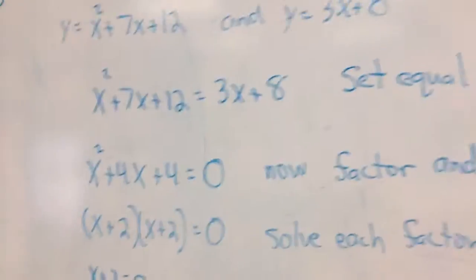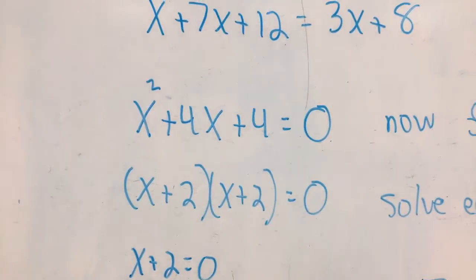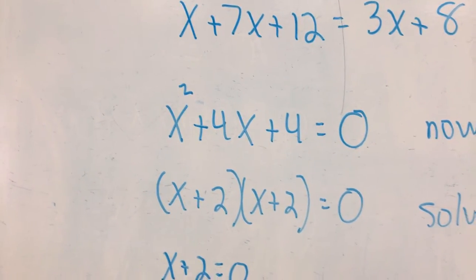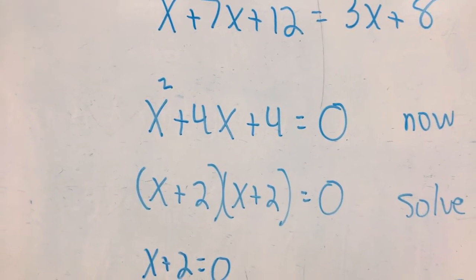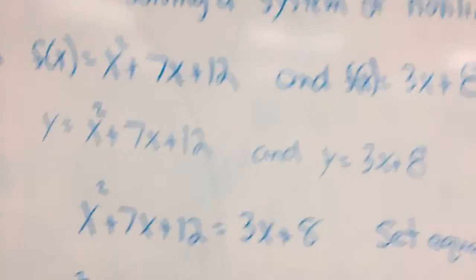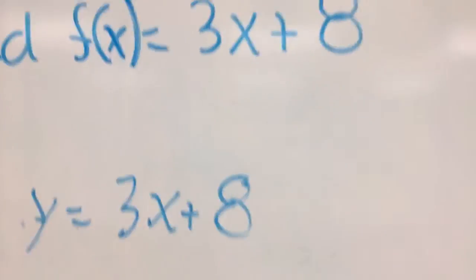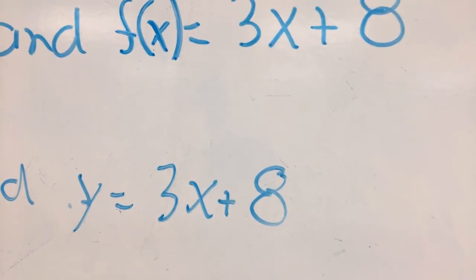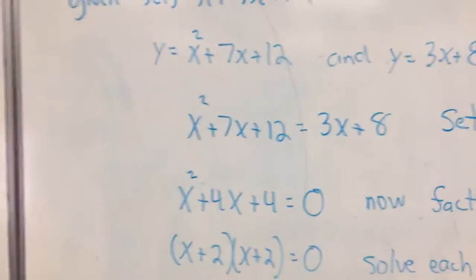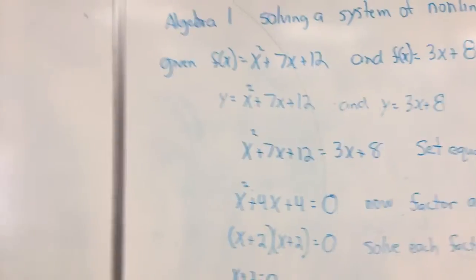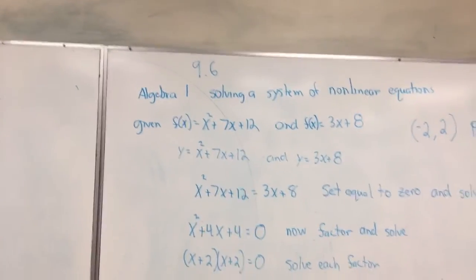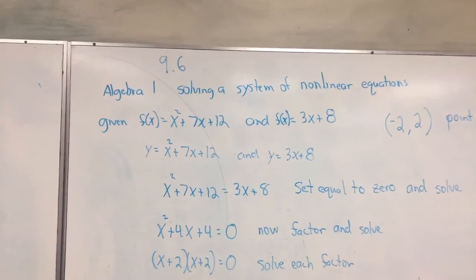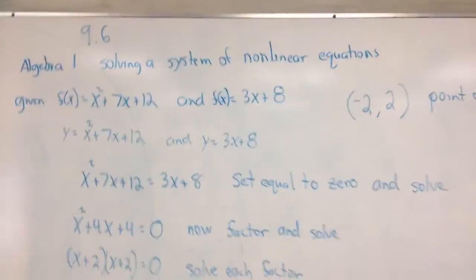Now, had you gotten 2 different factors here, you'd have got 2 different values of x, and you'd have plugged each of those values of x into, I would do this one, it's a whole lot easier, and I would have found 2 points of intersection, okay? All right, so that's a brief 9.6 rundown. You will have an opportunity to do one of those on your semester test.